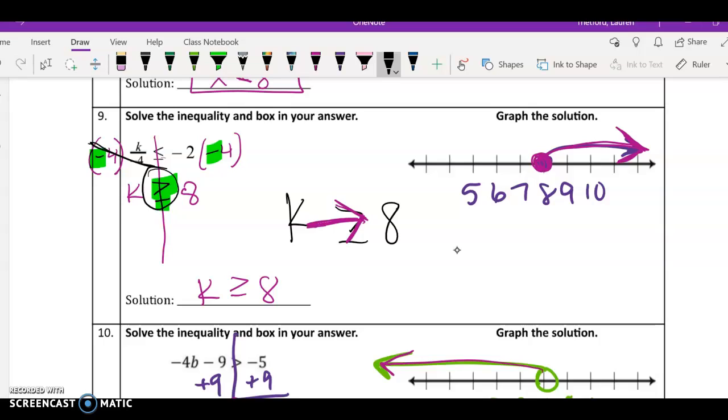So it turns into a greater than sign. And then -2 times -4 is a +8. So k is greater than or equal to 8. Since there's a line under my inequality, I fill in that circle, so it's now colored in. And that greater than sign kind of looks like an arrow pointing to the right, so it's telling me I'm going to the right.